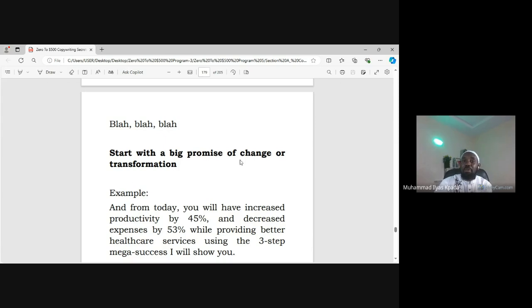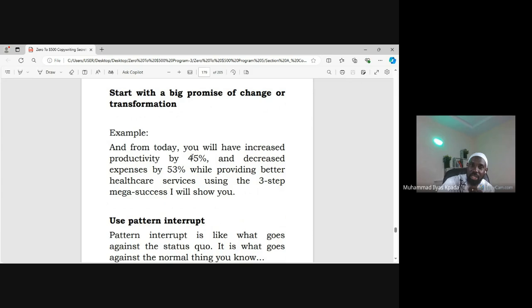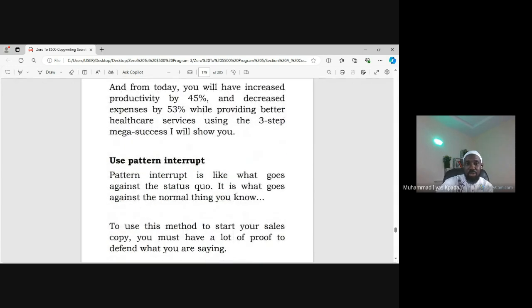Start with a big promise of change or transformation. Example: from today, you will have increased productivity by 45% and decreased expenses by 53% while providing better healthcare services using the 3-step mega success I will show you. This is a big promise of transformation, right?